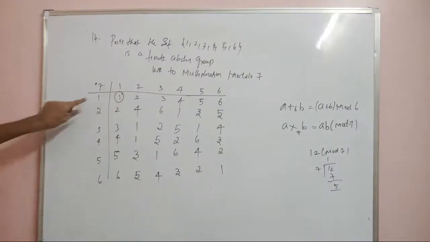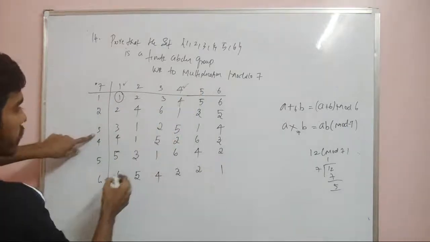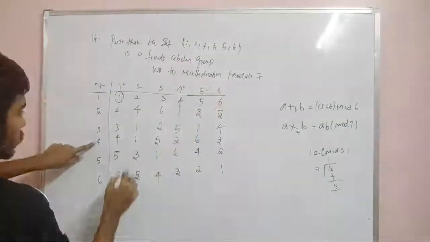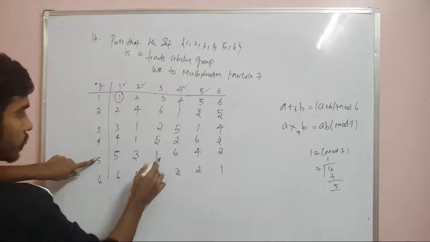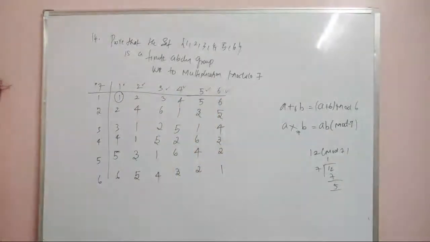So what is the inverse for 1? The inverse for 1 is 1. Inverse for 2 is 4. Inverse for 3 is 5. Inverse for 4 is 2. Inverse for 5 is 3. Inverse for 6 is 6. That's it. And it is also an abelian group because it is commutative.